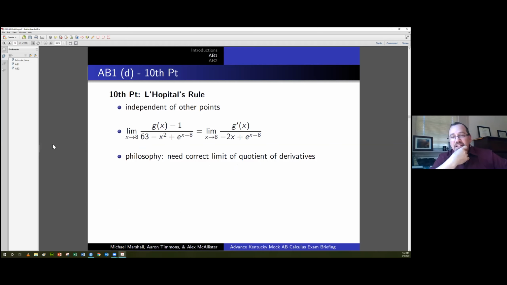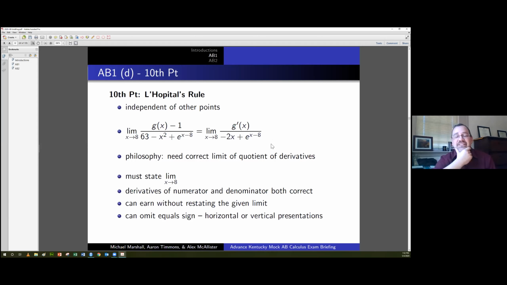So this is independent of the other 2 points. What we're looking for is a little bit more of can they do the calculus algebraic manipulations that are sitting there with L'Hopital's rule. We wanna see, and I put down just as a reminder, some kind of limit as x goes to 8 of our original limit expression, the original quotient, where they've taken the derivative of the numerator and they're dividing by the derivative of the denominator, the -2x plus e to the x minus 8. But the philosophy, what do we need to see to earn this 10th point? We need a correct limit of quotient of derivatives. So those will be the 3 pieces we'll be looking for.